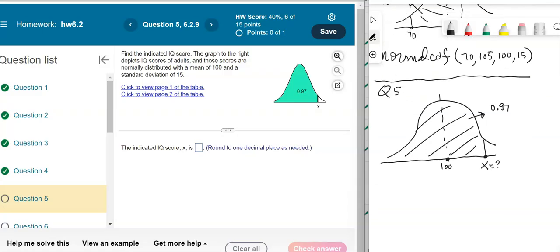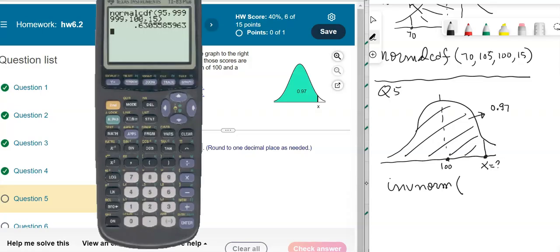In this case, you use inverse norm in your calculator. Second VARS, you see this inverse norm. And you write the area, 0.97, and then the mean 100, comma, 15.